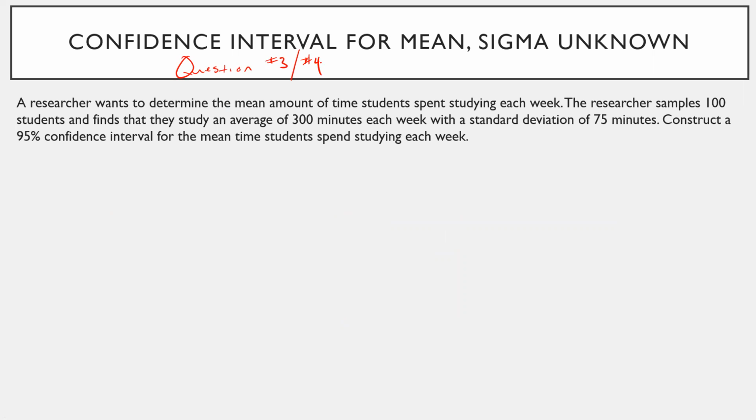A researcher wants to determine the mean, so the average amount of time students spend studying each week. So the researcher samples 100 students. Okay, so you're given n is equal to 100, and finds that they study an average of 300 minutes, so that's your X bar, each week with a standard deviation of 75 minutes. So you're given the sample standard deviation. All right, and then it says construct a 95% confidence interval.